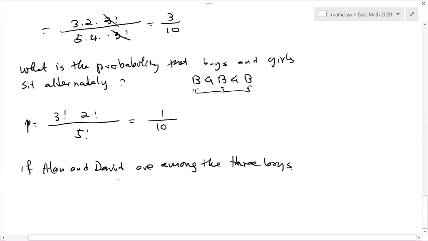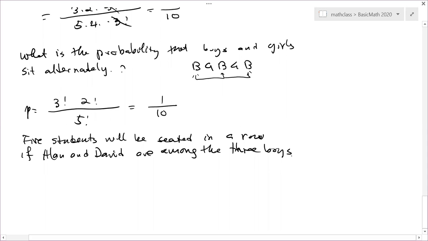So those 5 students will be seated in a row. Okay. And Aaron and David are among them, among the 3 boys. Probably doesn't matter there. Maybe among the 5 students. What is the probability Aaron and David sit next to each other?